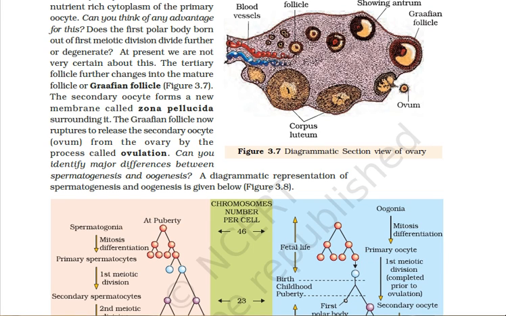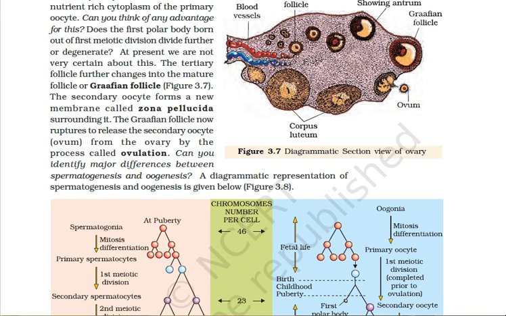As the primary oocyte further grows, the follicle or granulosa cells increase in number. The primary follicles get surrounded by more layers of granulosa cells and a new theca, and follicular fluid accumulates in small cavities in between the cells, and this structure is called a secondary follicle.